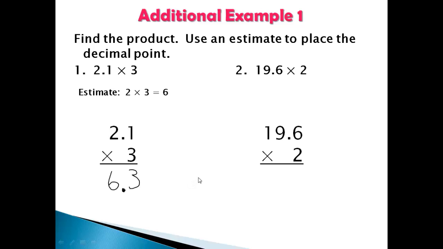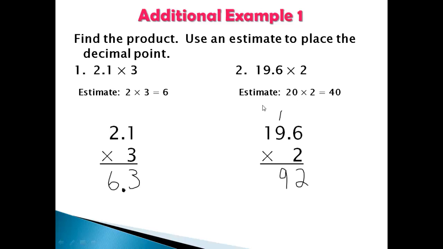Now for number 2, we have 19 and 6/10 times 2. If we estimate this, this is going to be about 20 times 2, which equals 40. Now we need to multiply. 2 times 6 is 12. I'm going to write our 2 and carry our 1. 2 times 9 is 18, plus 1 is 19.